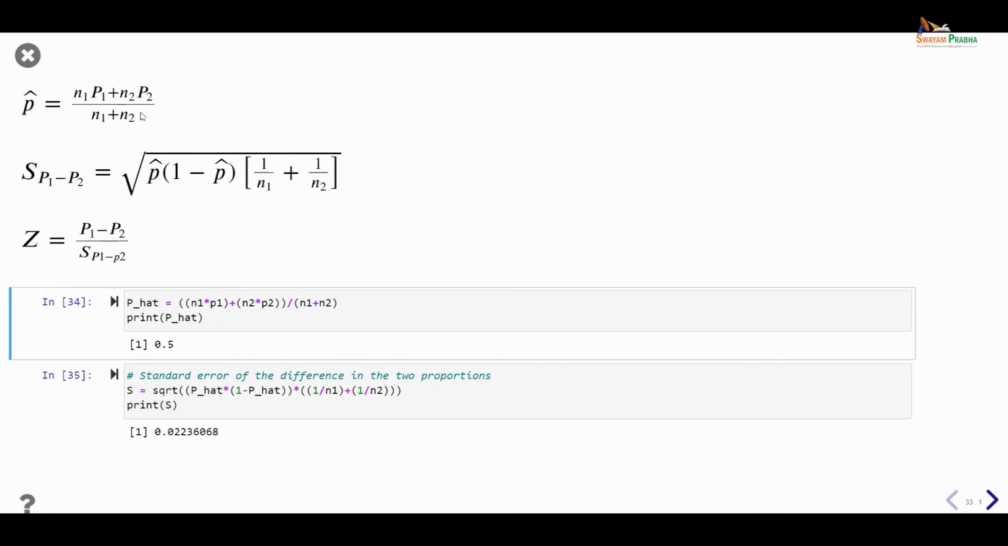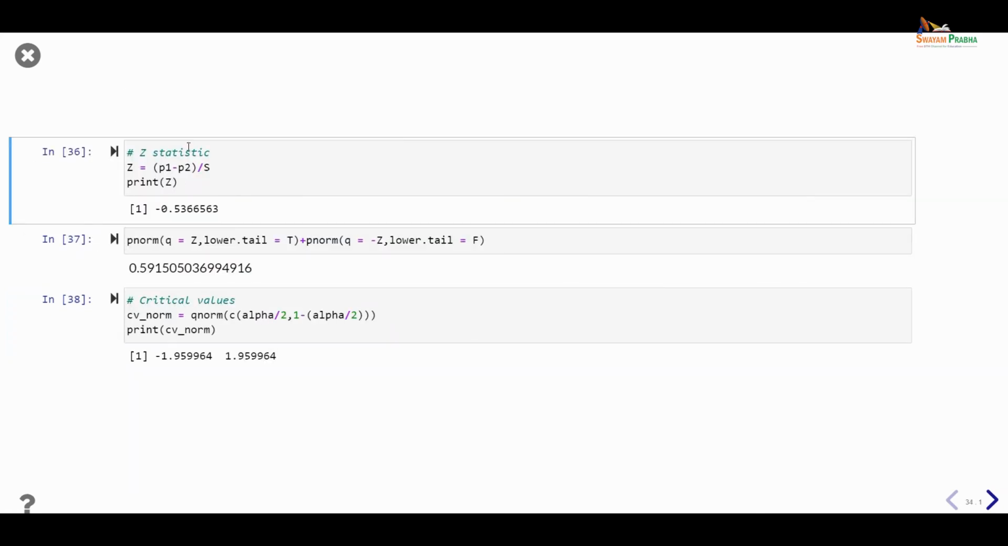So that is what we are going to do, and then we are going to compute the standard error S. Let's first compute the p hat, plug in the corresponding values in the formula, and you will get a p hat value of 0.5. Then we compute the standard error. We use the p hat value that we computed earlier along with n1 and n2, and plug in all the corresponding values in this equation to arrive at a standard error value of 0.022. Using this we compute the Z statistic, which is p1 minus p2 divided by S, and that turns out to be equal to minus 0.536.